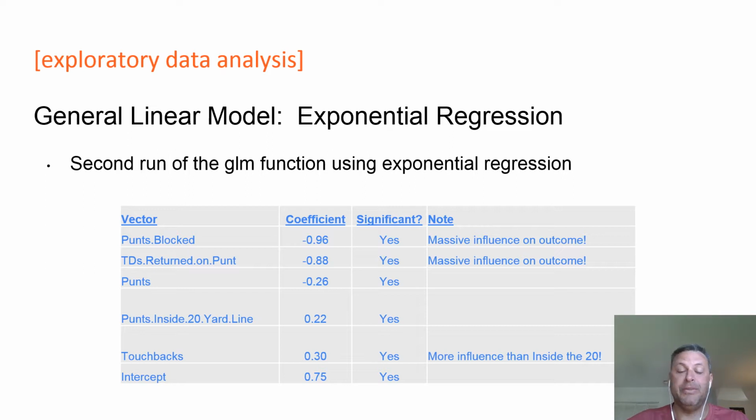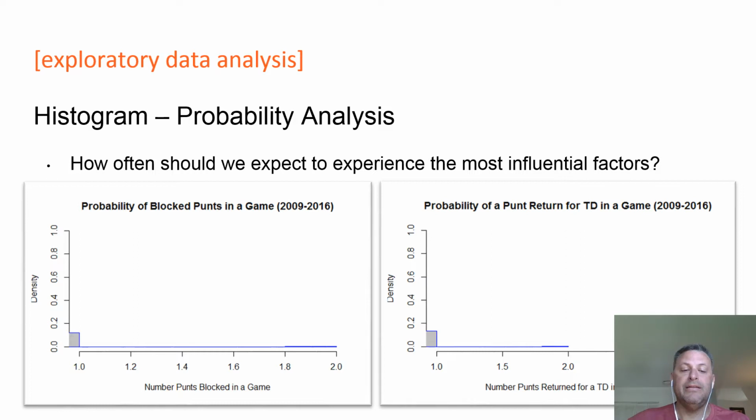It increases your chance of winning by 0.3. Then I wanted to take a look at the probability analysis, a quick histogram to see how often these most influential factors actually happen. Turns out a blocked punt and a punt return for a touchdown don't happen very often, as you can see here. Now this is data for all the games between 2009 and 2016. You can see how low it is.